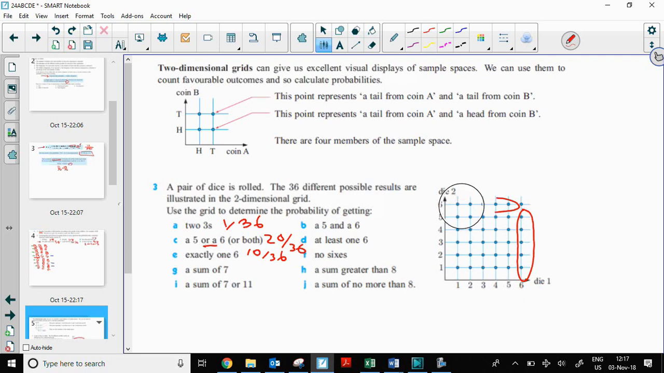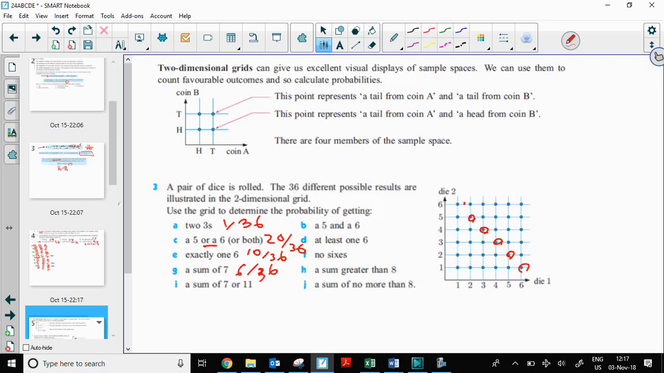A sum of 7. So a sum of 7 would be a 1 with a 6, or a 2 with a 5, or a 3 with a 4, or a 4 with a 3, or a 5 with a 2, or a 6 with a 1. So there they are. That's 6 out of 36.